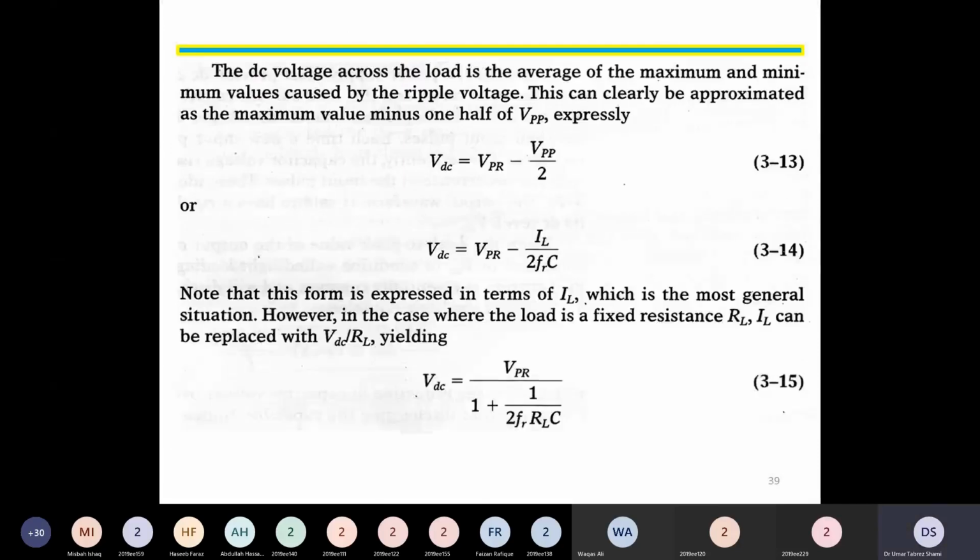And then the DC voltage across the load is the average of the maximum and minimum values caused by the ripple voltage. This can clearly be approximated as the maximum value minus 1/2 of VPP. That is, VDC is equal to VPR minus VPP by 2.